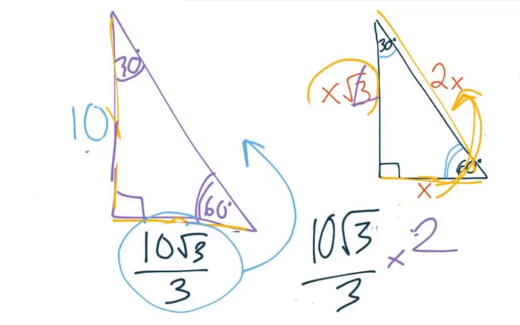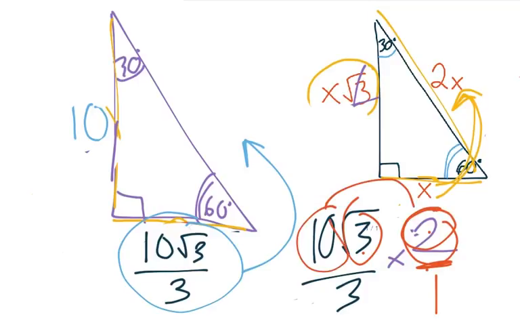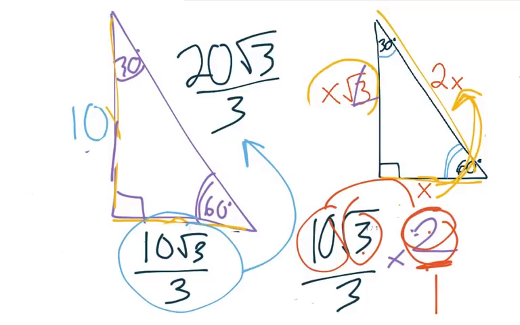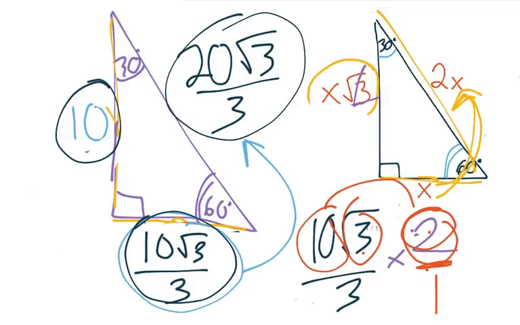So some quick math, we have 10 square roots of 3 all over 3, and we are multiplying by 2. Now be careful here, because this 2 is technically on top, right? It's 2 over 1. So we can't combine the 2 and the 3, because 3 is under a radical, and 2 is not a radical. But we can combine the 10 and the 2, because they're both integers. So 10 times 2 is 20. The square root of 3 is still there, and there's still a 3 on the bottom. So the three sides in simplest form of this triangle are 10, 10 square roots of 3 over 3, and 20 square roots of 3 over 3.